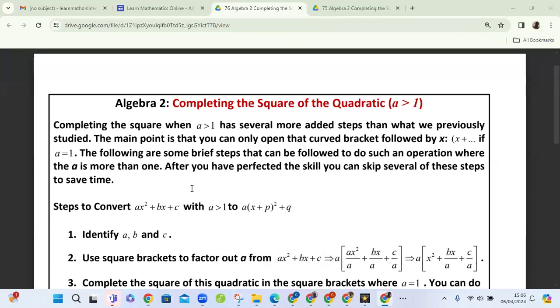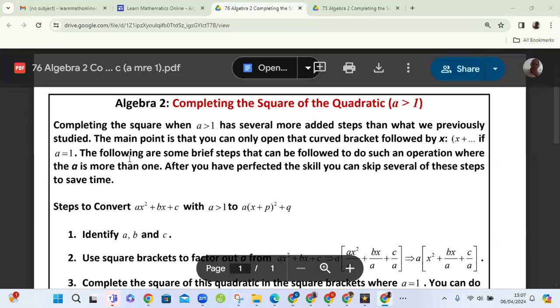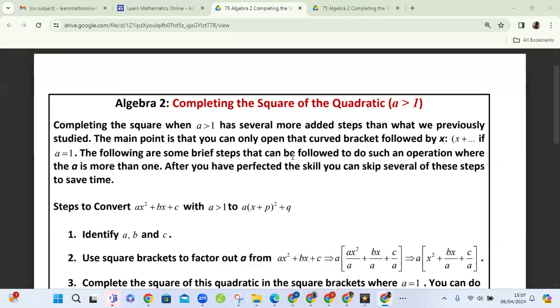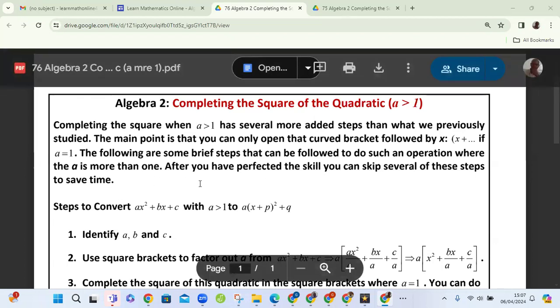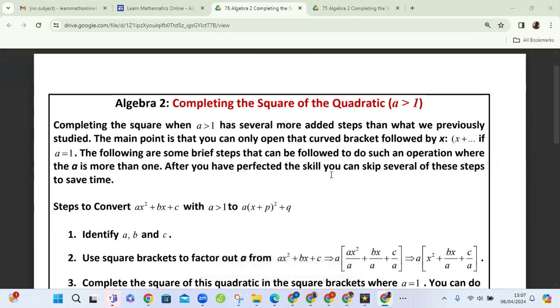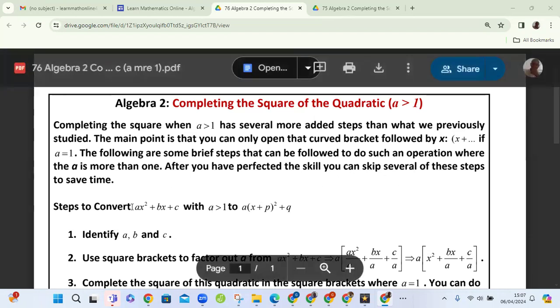Okay, so you can only start calculating p when a is equal to 1. That's the whole idea. You can only begin calculating p and q when a is equal to 1. So the following are some brief steps that can be followed to do such an operation where a is more than 1. After you have perfected the skill, you can skip several of these steps to save time.